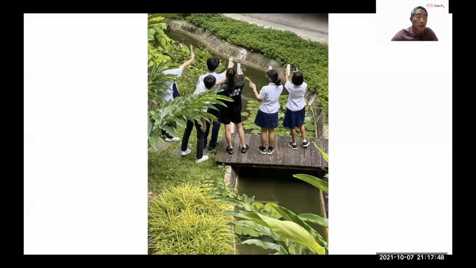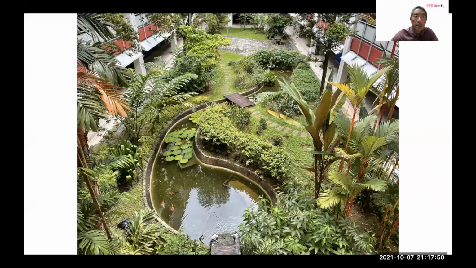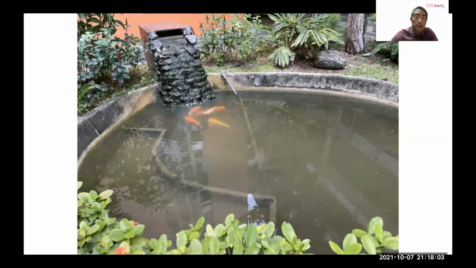So here's another shot of the pond, and you can see that the ends of the pond are separated by a narrow channel in an S shape. What my students noticed, which aroused their interest, was that the fish in the pond tend to gather at one end of the pond as opposed to the other. So this sparked their curiosity.